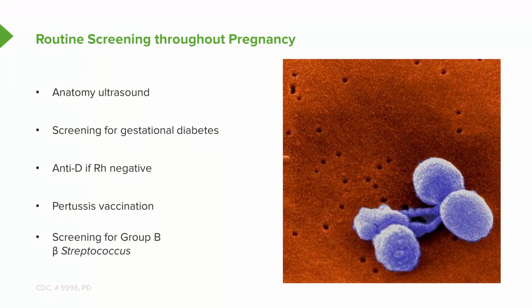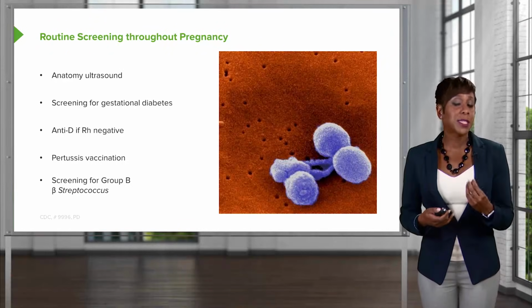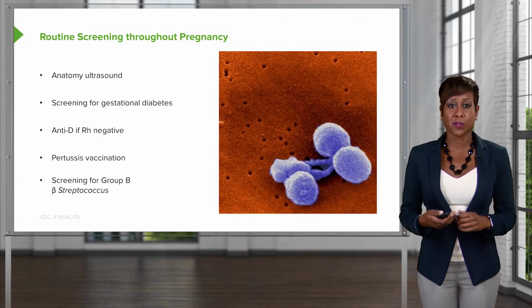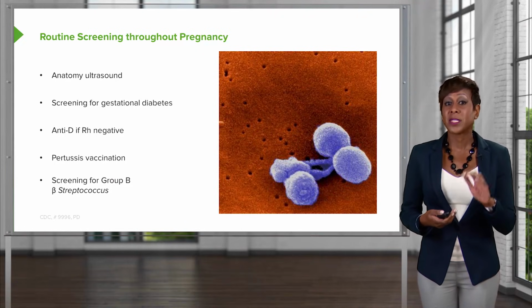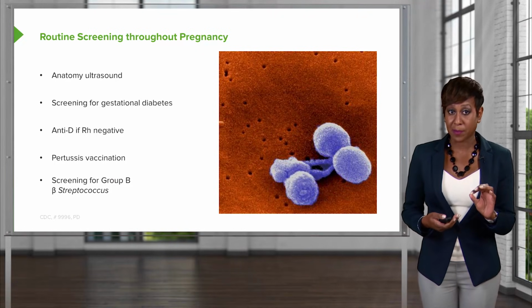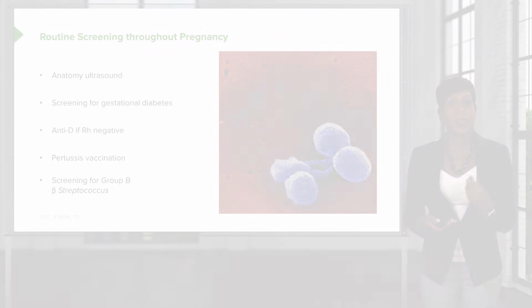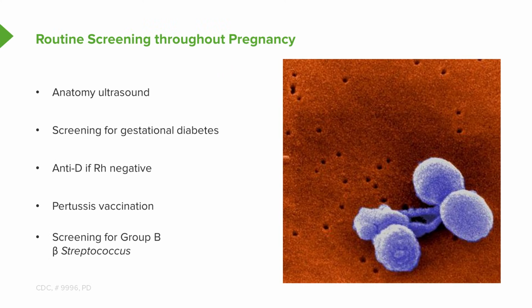Now lastly, we screen for group B beta streptococcus, or GBS, at 35 to 37 weeks. Now GBS is a bacteria that's part of the normal vaginal flora. However, if it's not treated during delivery time, especially a vaginal delivery, then the infant can contract this disease and it can lead to meningitis or pneumonia. So it's very important to know if a patient is positive for GBS so they can receive the appropriate treatment.